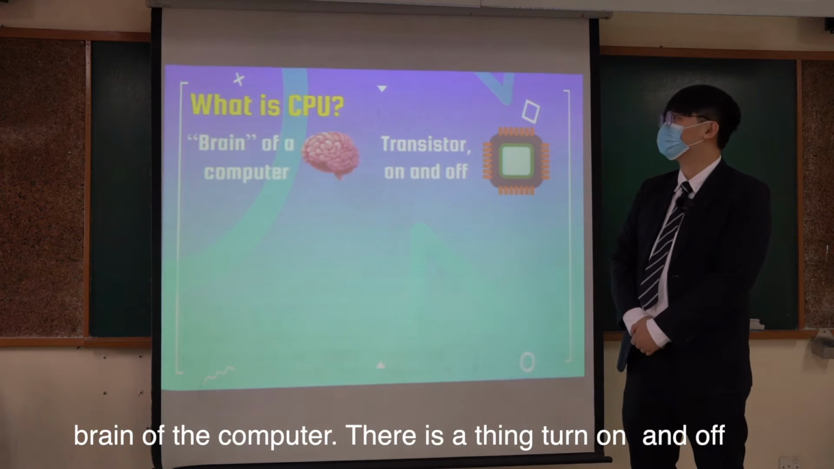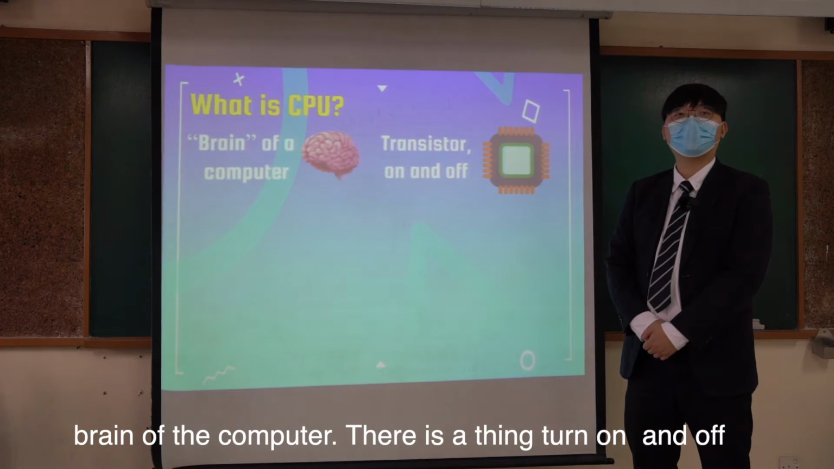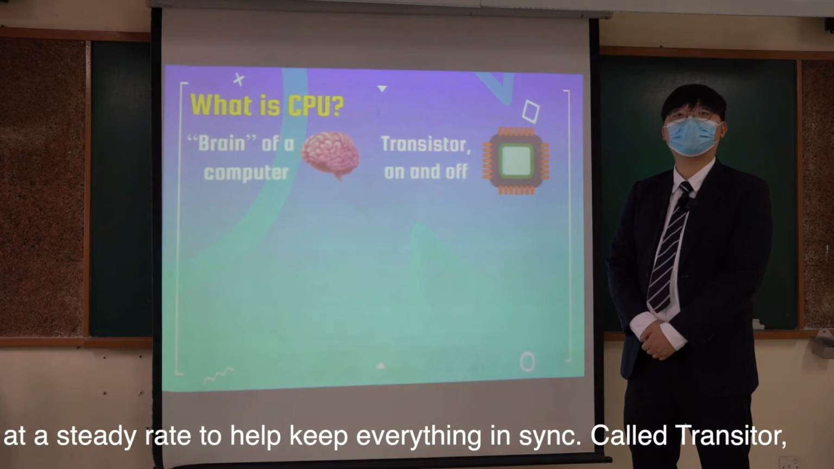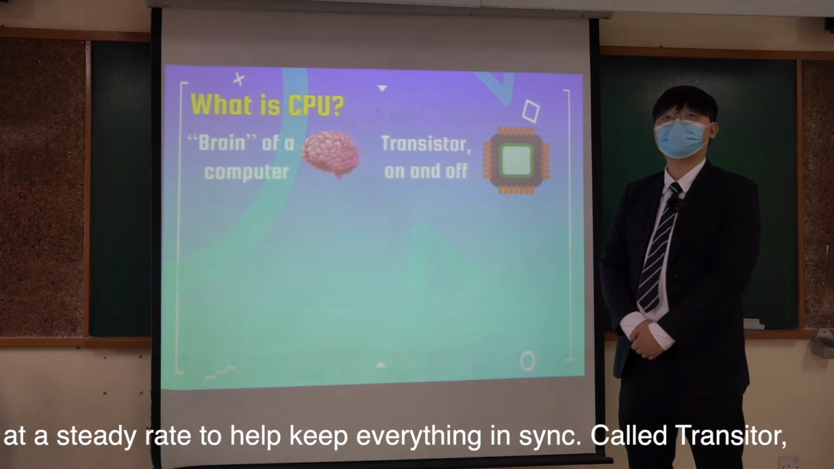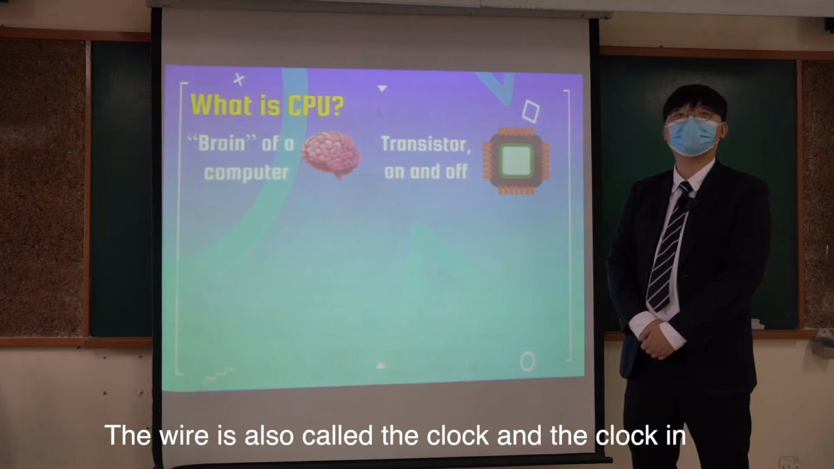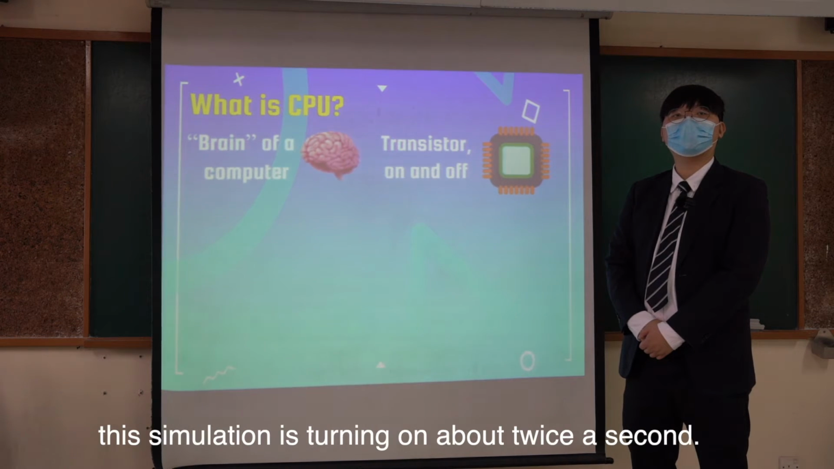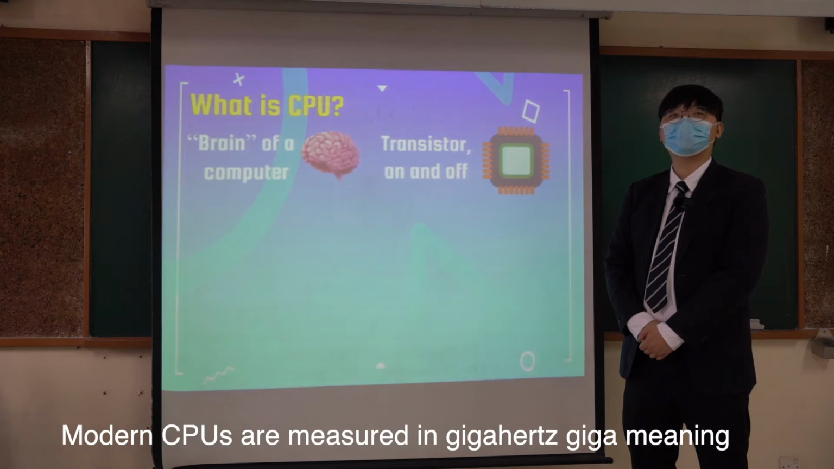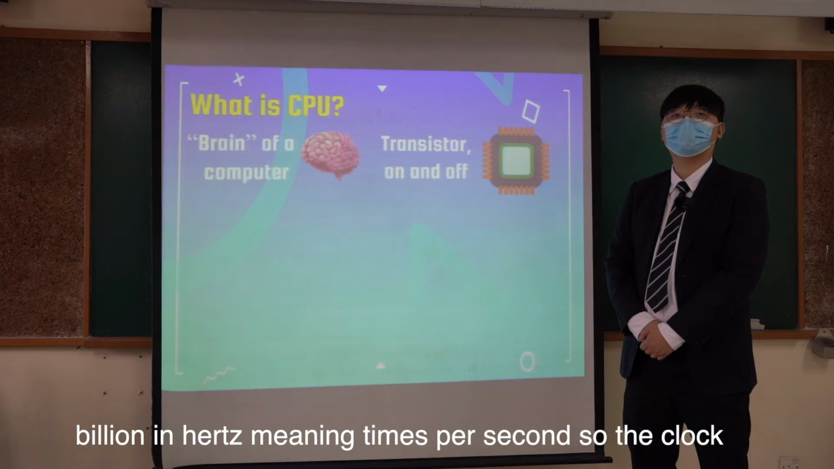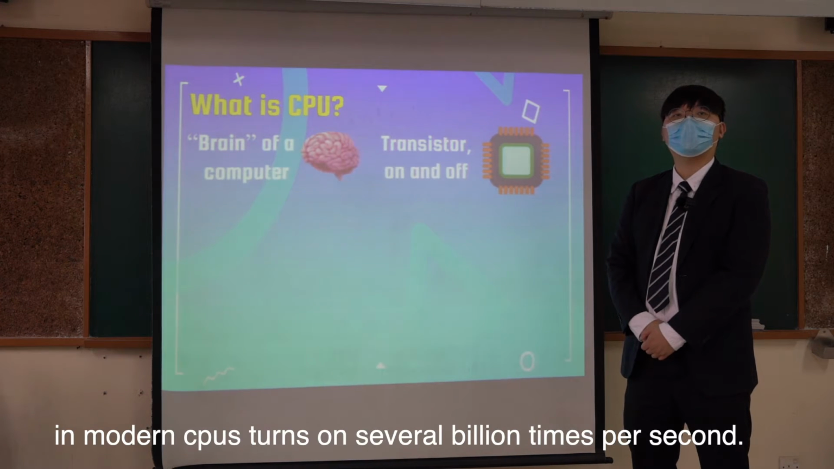There is a thing that turns on and off at a steady rate to help keep everything in sync. We call it a transistor. Also, the wire is called the clock. The clock in this simulation is turning on about twice a second. Modern CPUs are measured in gigahertz. Giga meaning billion, and hertz meaning times per second. So the clock in a modern CPU turns on several billion times per second.